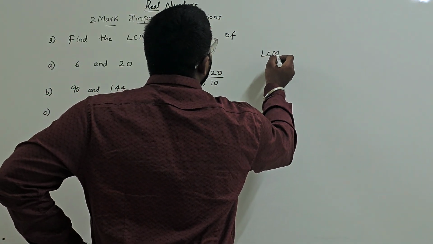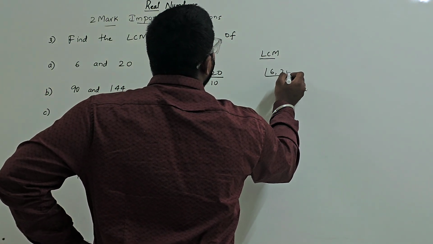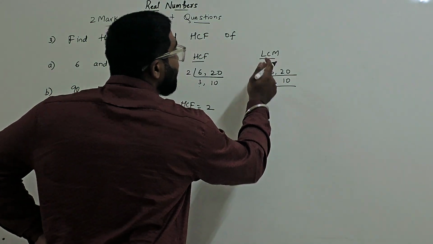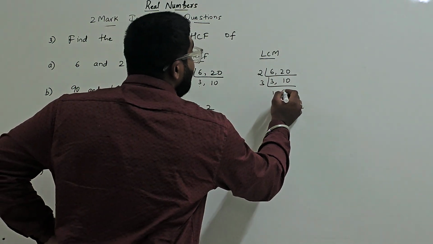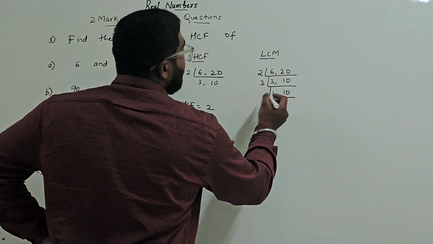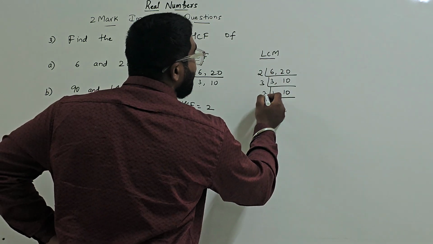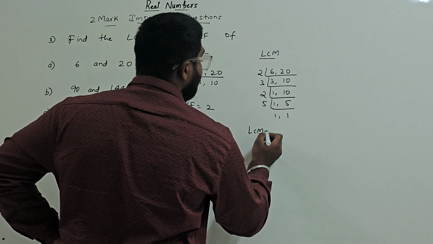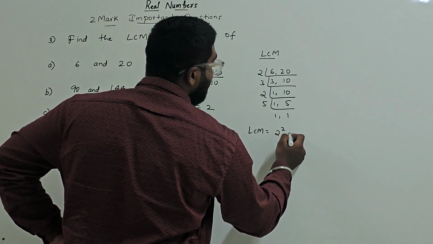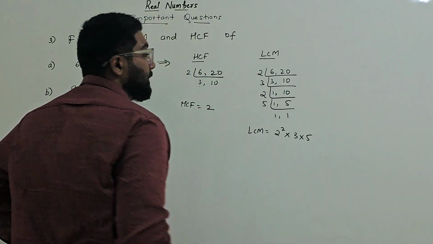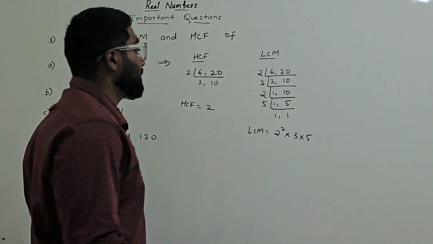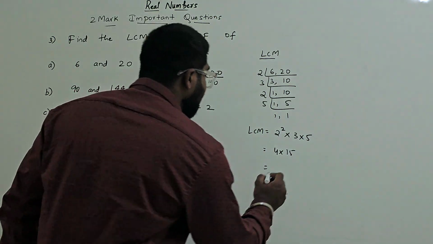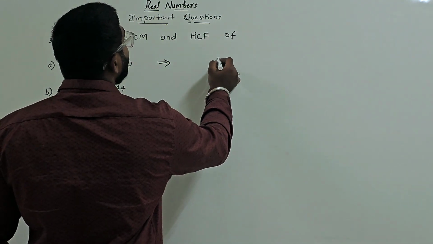Now come to the LCM part. The same thing you have to do. 6, 20. 2 3s are 6, and 2 10s are 20. Then continue. That is why it is known as least common multiple. 3 1s are 3, then 10 remains as it is. Next again, 5s: 5 is a prime number and 2 is also a prime number. 2 5s are 10. Next, 5 1s are 5. Now what will be your LCM? LCM is equal to 2, you have two 2s, 2 power 2 into 3 into 5. This is the product of primes. Now if you multiply this, 2 2s are 4 into 5 3s are 15, 15 4s are 60. The LCM is 60.